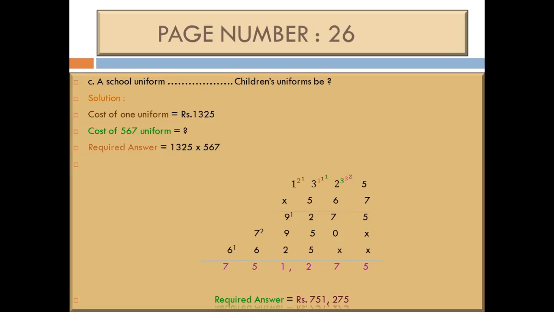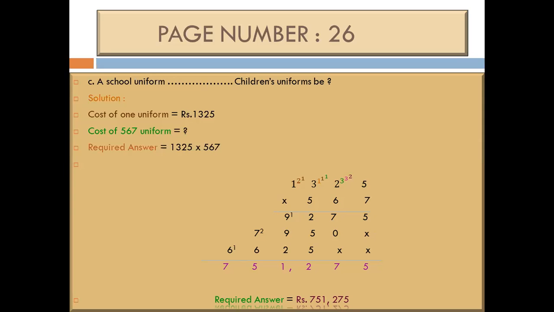1325 times 567. On the ones place there is 7, on the tens place there is 6 and on the hundred place there is 5. 7 fives are 35. We write here 5 and we carry 3 on 2. 7 twos are 14, 15, 16, 17. We write here 7 and we carry 1 on 3. 7 threes are 21 and 1, 22. We write here 2 and we carry 2 on 1. 7 ones are 7 and 2, 9.